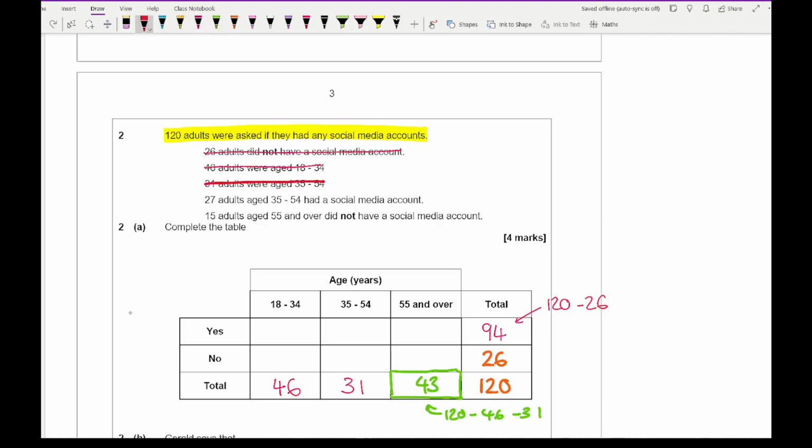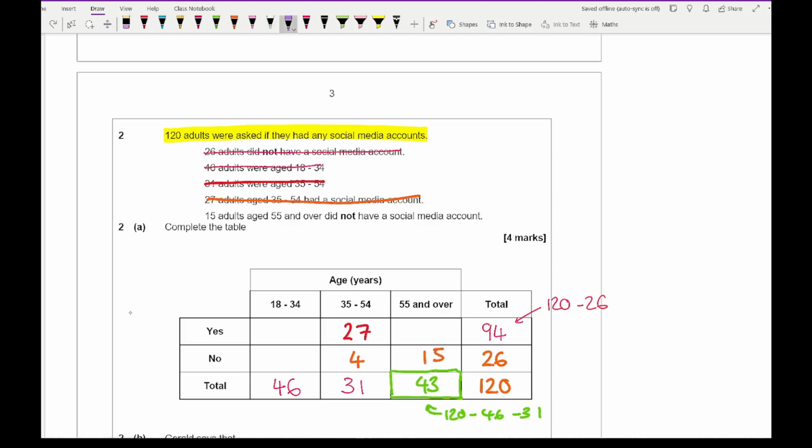And then 27 adults aged 35 to 54 had a social media account. So that there is going to be 27. So that means that this number here is going to be 4, because 27 plus 4 equals 31. Then the last bit I'm looking at is 15 adults aged 55 and over did not have a social media account. So that there is going to be 15.